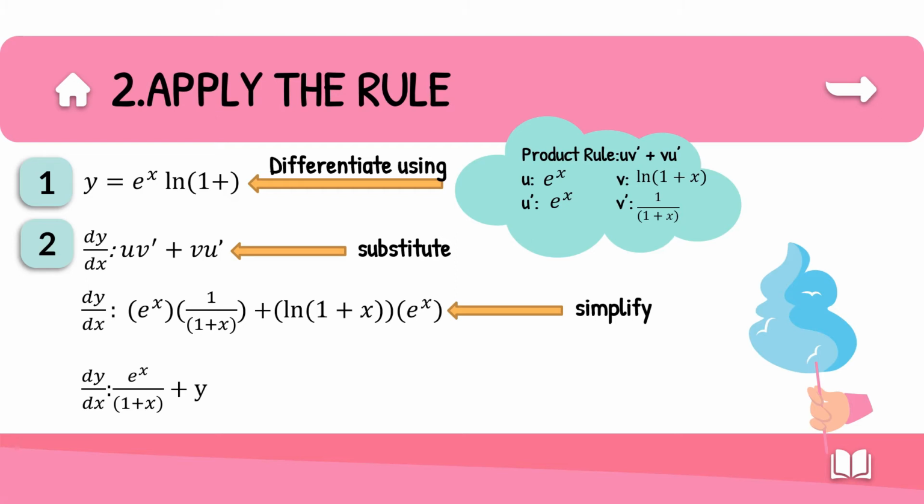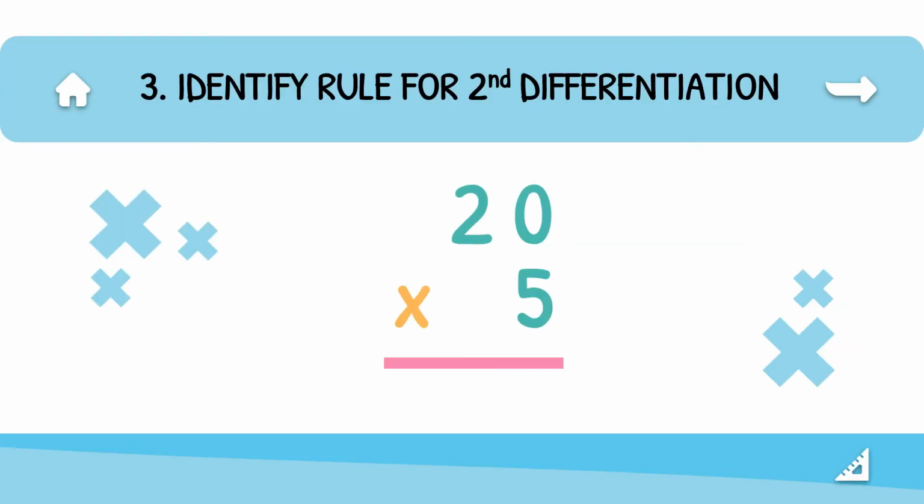Then solve the equation until it becomes e to the power of x over 1 plus x, plus e to the power of x multiplied by ln(1 plus x). Since ln(1 plus x) multiplied by e to the power of x is equal to y, we write our final answer: dy over dx equals e to the power of x over 1 plus x, plus y. We move on to the second part, where we have to find the second differentiation.